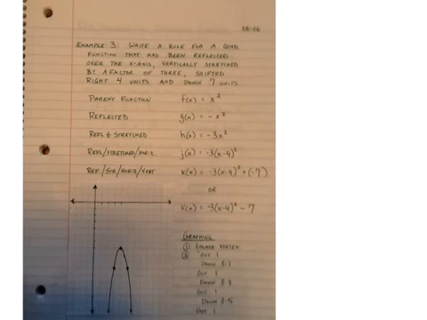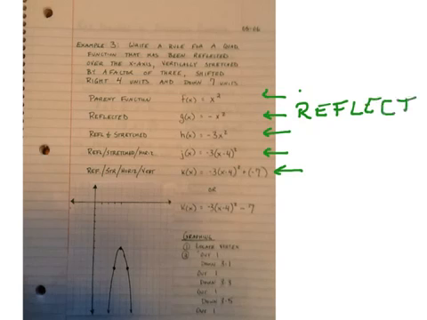So in this process, what I've done is each function is the next step of how we are transforming the parent function. So in the first one, we have the parent function. In this one, we are reflecting over the x-axis, and that's by using the negative right there. Then we wish to stretch it by a factor of 3. So our stretch is the number 3. So now we have the reflection is the negative, and then the stretch is the 3.